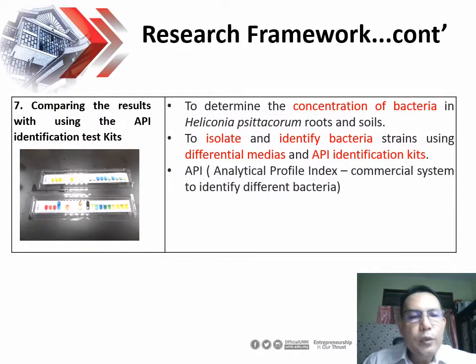Research framework continued. 7. Comparing the result using the API identification test kit to determine the concentration of bacteria in Heliconia roots and soil, to isolate and identify bacteria strains using different media and API identification kits. API means Analytical Profile Index. It's a commercial system to identify different bacteria.